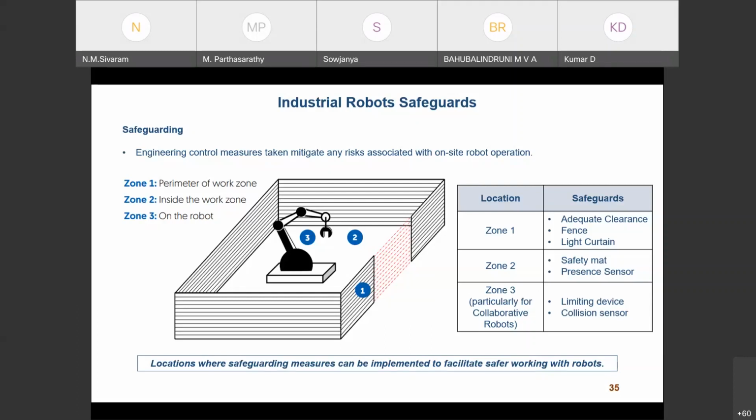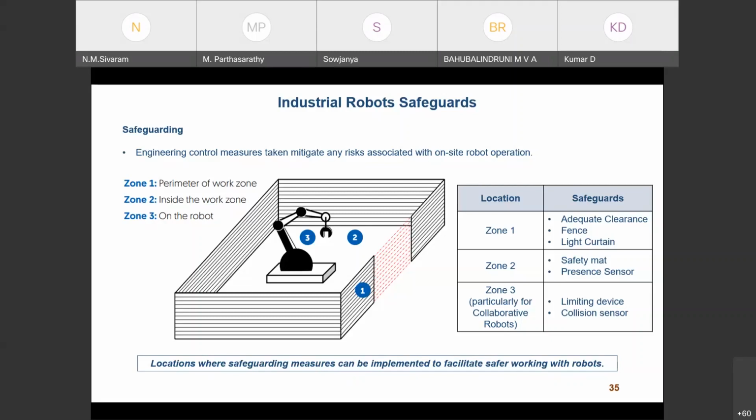Then the presence sensor is nothing but cameras. You can have a camera inside the robotic workspace, so that when a person enters the robotic work envelope, the camera will sense him, and it will give a command or some signal to the robot so that it can be slowed down.